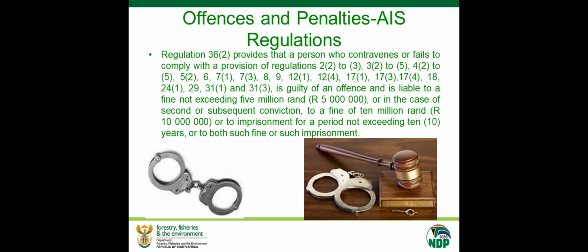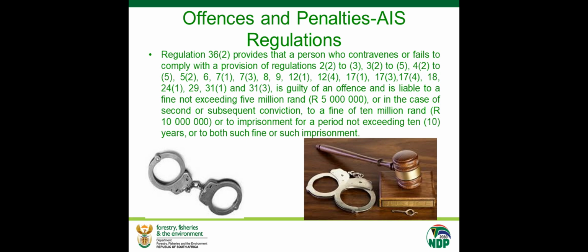So now, the offenses and penalties, AIS, in terms of the AIS regulation. Regulation 36, subsection 2 provides that a person who contravenes or fails to comply with a provision in terms of section 2, subsection 2 to 3, all these sections here, if you are not complying, you are guilty of an offense, with a fine of not more than 5 million. If it's the second time, it's 10 million, or 10 years imprisonment, or both the imprisonment and the fine.